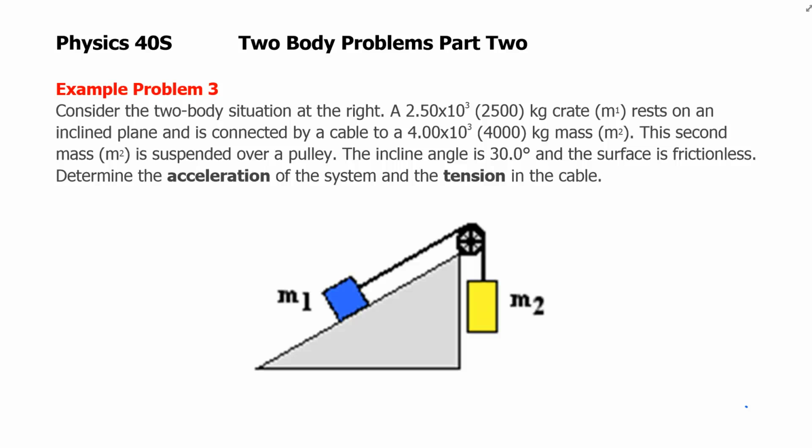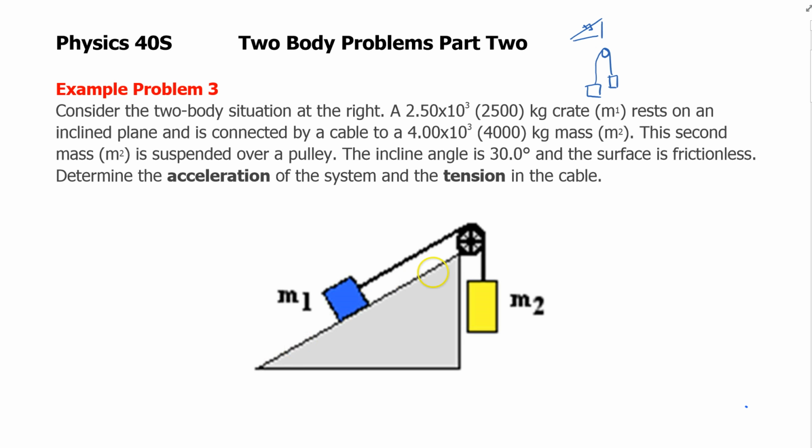So this is the second video on two-body problems. Previously we did what we call the Atwood machine. So if we have two masses over the pulley, it looks like that, and we did some work. Before the two-body problems, we did some questions with inclined planes. And so now we're kind of putting these things together.